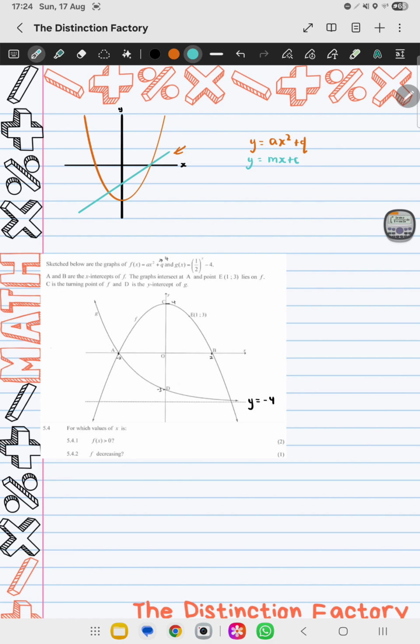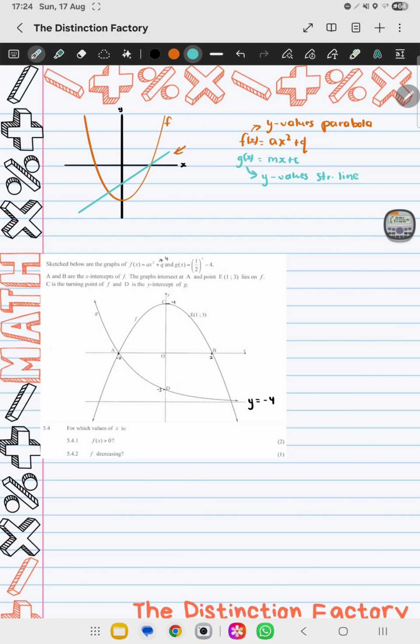So let's call the parabola f of x. Notice that I took away the y and I replaced it with f of x. So what that means is that whenever I see f of x, that means that they're talking about the y values of your parabola in this case. And then for the blue graph, we are going to take away the y and call it g of x or g at x. And this now refers to the y values of your straight line graph.